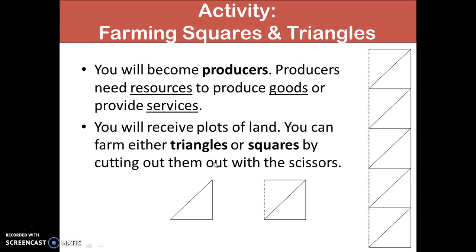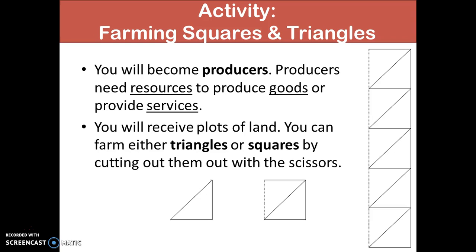The last activity that we did to collect a set of data ourselves was to simulate that we are producers, and we need resources to make goods and services. And so we were all given a plot of land that looked like this, and we could farm either triangles or squares by cutting them out like this or like this for triangles. So you can either produce squares or triangles, nothing in between, because there's not a demand for that, and we're only comparing 2 products for our PPC.